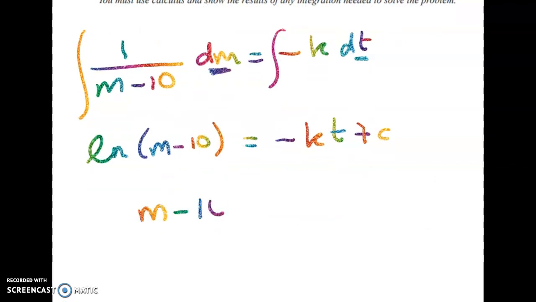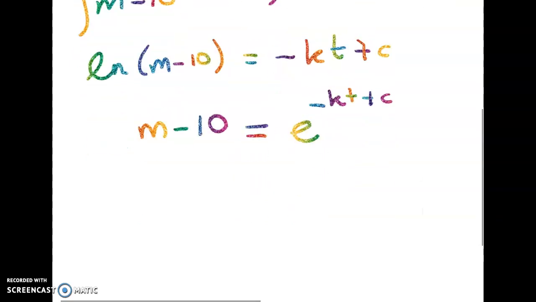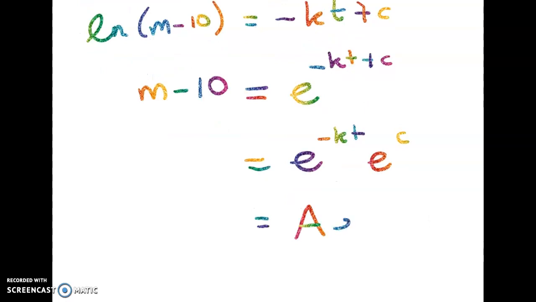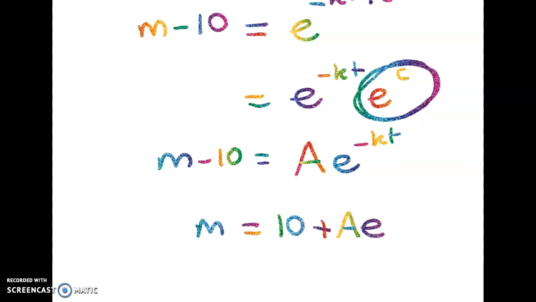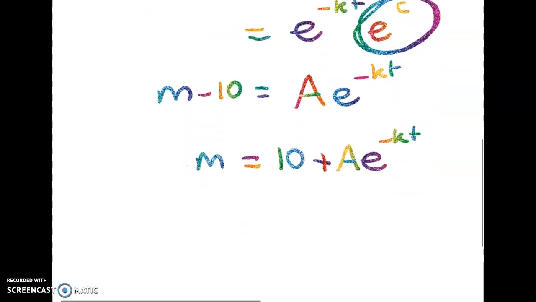There are different ways to go here. You might want to substitute in t equals 0 now, but I'm not going to do that. I'm going to do e to both sides. I get M minus 10 is equal to e to the negative kt plus c. And I can rewrite this as e to the negative kt, e to the c, which is A e to the negative kt. So this is just an arbitrary constant. Again, if that's feeling difficult, you need to go and do some easier problems before you tackle this one. Now we've got M is equal to 10 plus A e to the negative kt.